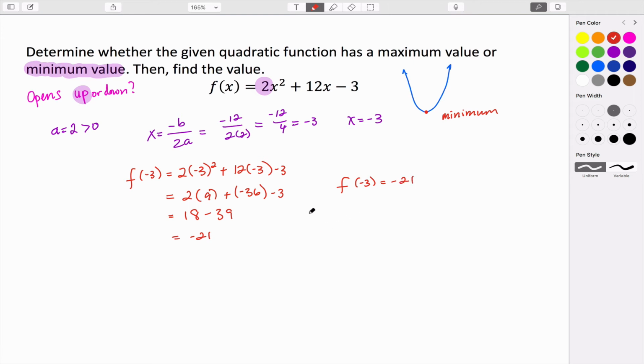So the value of our minimum is right here, negative 21. So we have our vertex, right? The vertex is at negative 3, negative 21. The x is the location, right? This is the location of the vertex, and this is the value. So again, the value is negative 21.